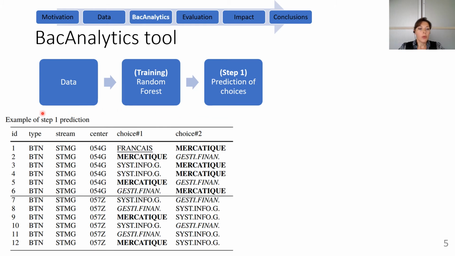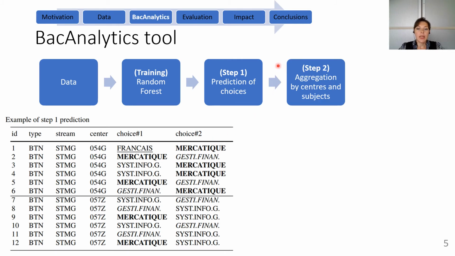Let us consider an example of step 1 prediction. Here we have information about 12 students. All of them pass technological BAC and the associated stream is STMG. They are distributed between two geographical centers and they are predicted to choose two of the 4 different subjects that are represented in different fonts in this table. As the number of predicted choices is 2, in this case we used top 2 most probable class labels to obtain our predictions.